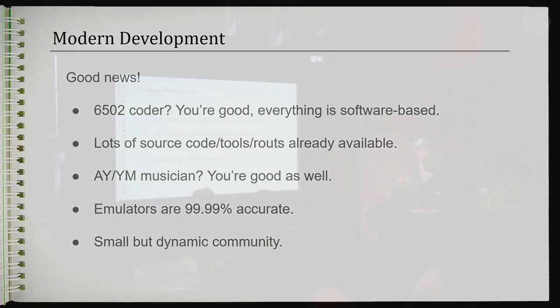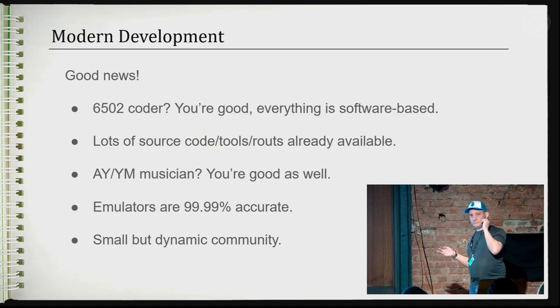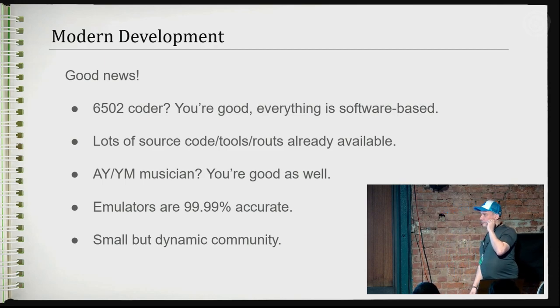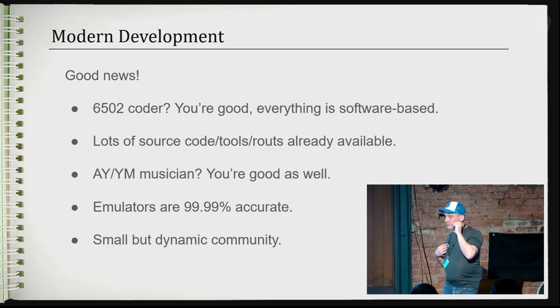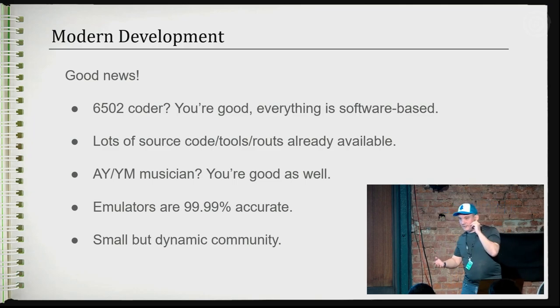Because everything on the Apple II is software-based. Everything. So if you're a good 6502 coder, you won't have any issue to do things on the Apple II, really. A lot of source code and tools and routines are already available. Like at French Touch, for example, we release everything under GPL, so you can use our code, you can release stuff with our code. And that's how we think people will start doing things on this computer.